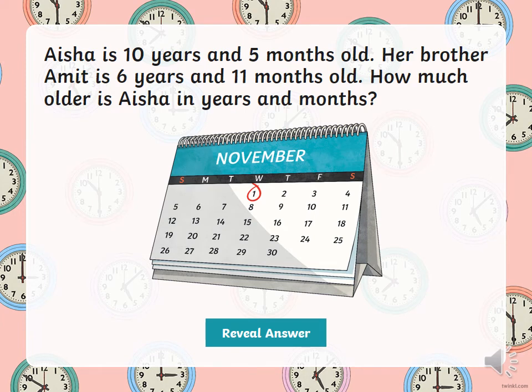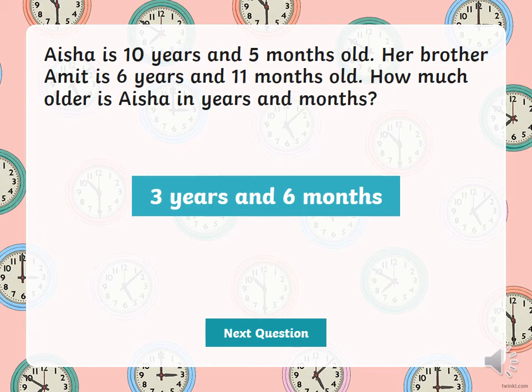Aisha is 10 years and 5 months old. Her brother Amit is 6 years and 11 months old. How much older is Aisha in years and months? You could start at Amit's age and count up to 10 years and 5 months to help you work it out. Pause to reveal the answer. 3 years and 6 months. So Aisha is 3 years and 6 months older than Amit.